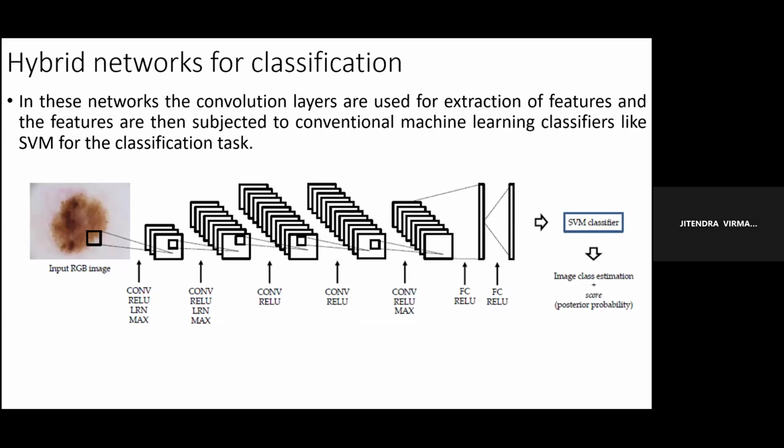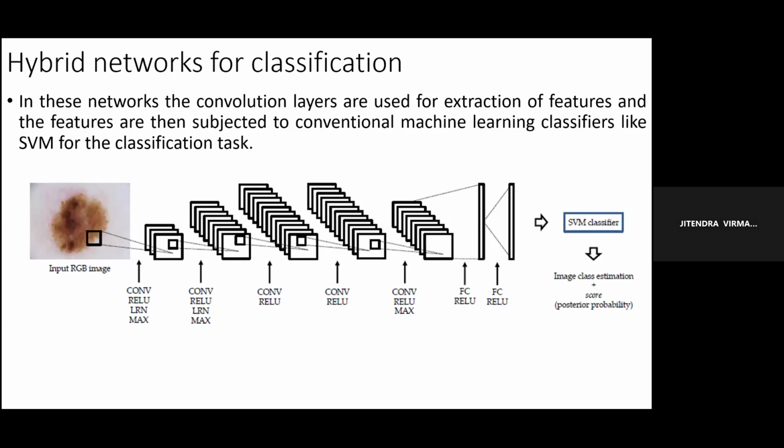Now, this is a hybrid type of network wherein this is a skin melanoma lesion image, and the ROI is being cropped and given to the convolution layer, followed by pooling layer, further convolution and pooling, and then the fully connected layer. Now, the outputs of this fully connected layer are used as features and given to an SVM classifier. Instead of giving it to the softmax, we have introduced the support vector machine, which is a standard machine learning classifier at the end stage.